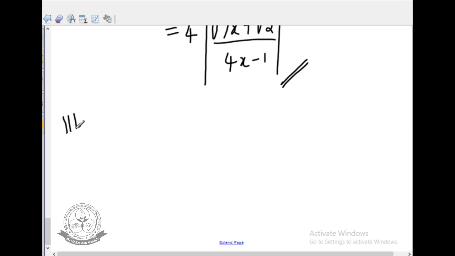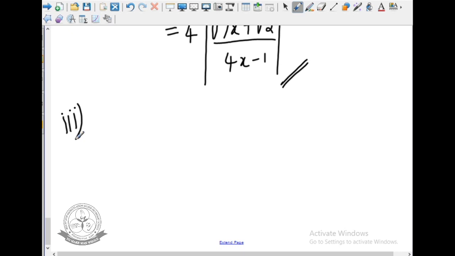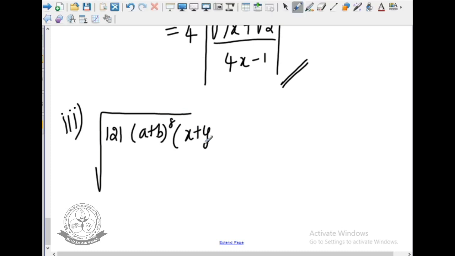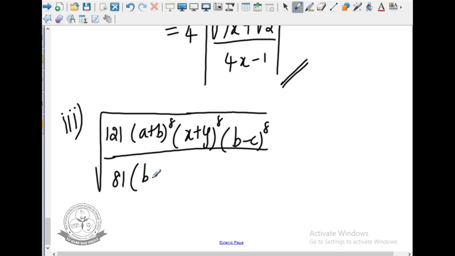Next we will see the third problem, that is square root of 121 into (a plus b) whole power 8 into (x plus y) whole power 8 into (b minus c) whole power 8 divided by 81 into (b minus c) whole power 4 into (a minus b) whole power 12 into (b minus c) whole power 4.